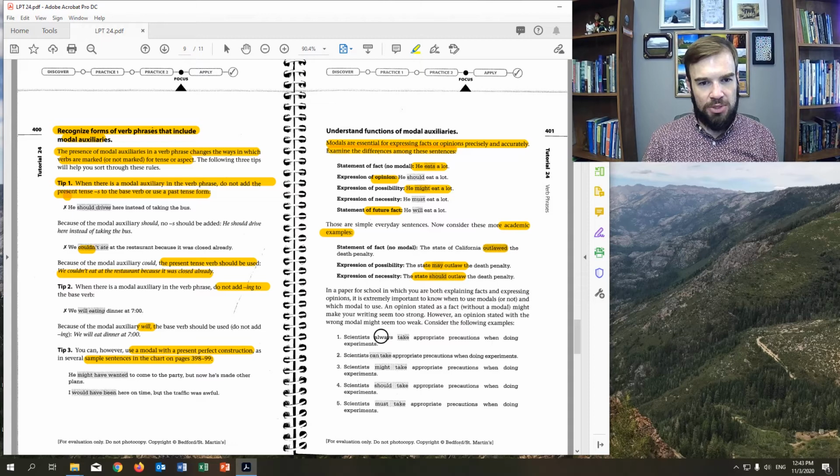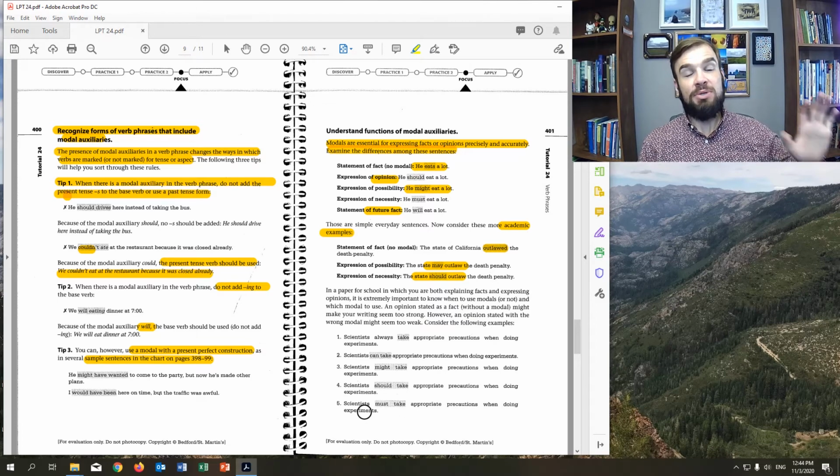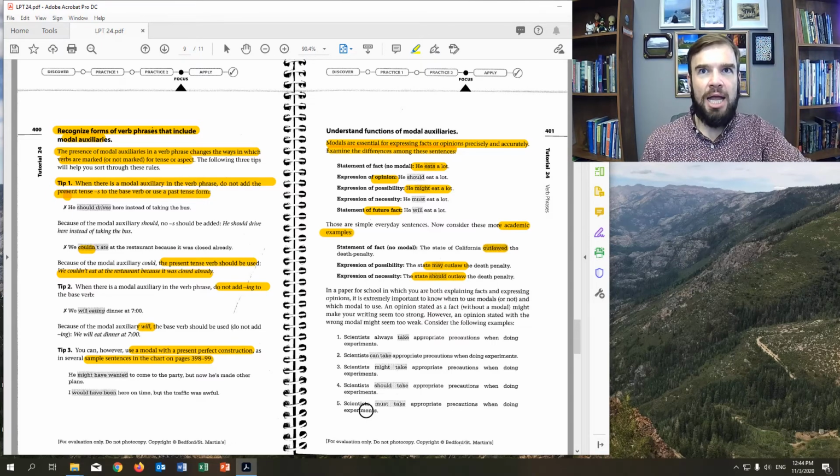Let's look at the following examples. So, number one, scientists always take appropriate precautions when doing experiments. Number two, scientists can take appropriate precautions when doing experiments. Number three, scientists might take appropriate precautions when doing experiments. Number four, scientists should take appropriate precautions when doing experiments. And number five, scientists must take appropriate precautions when doing experiments. All five of these sample sentences, the grammar's perfect, right? But the meaning is slightly different in them. So different modals, different meaning, and you want to make sure you're choosing the best modal for the meaning that you want to convey in that sentence, in that essay, whatever.